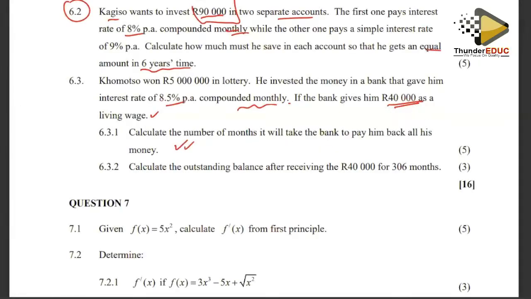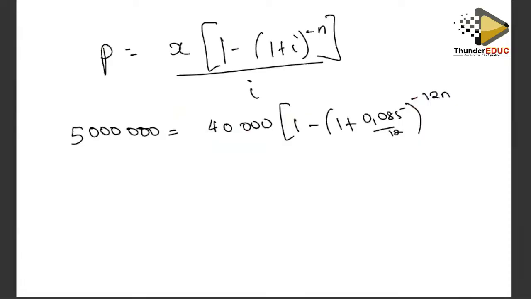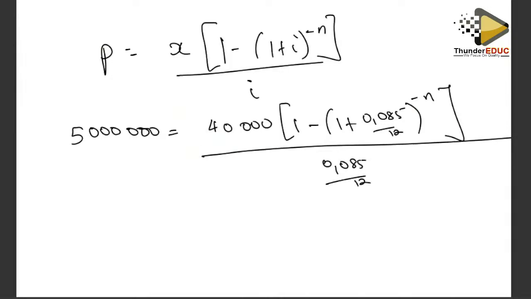Wait a minute, how many months? So let me just leave it as n, because if I say negative 12n, I'll be looking for the years. Dividing it by 0.085 over 12. So I'll do my magic. Divide this, and then afterwards I divide that side. With whatever I'm going to get, I need to also subtract 1.